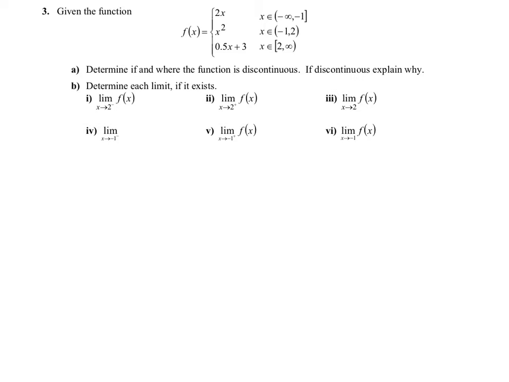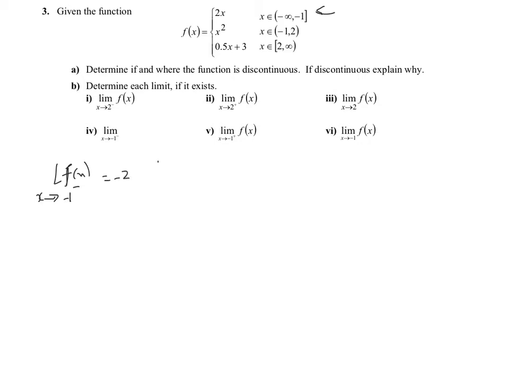We look at the extreme points here. The first one is -1. The limit of f when x goes to -1 from the left, we have to use this equation. This means that the limit becomes -2.